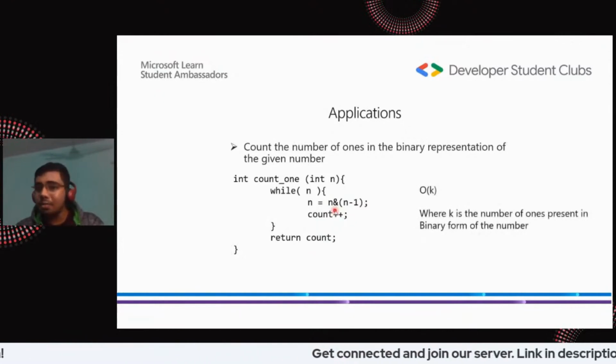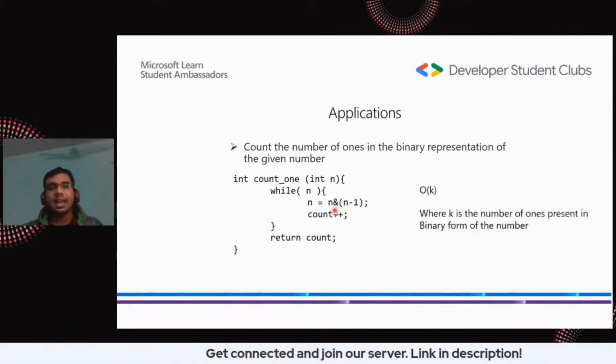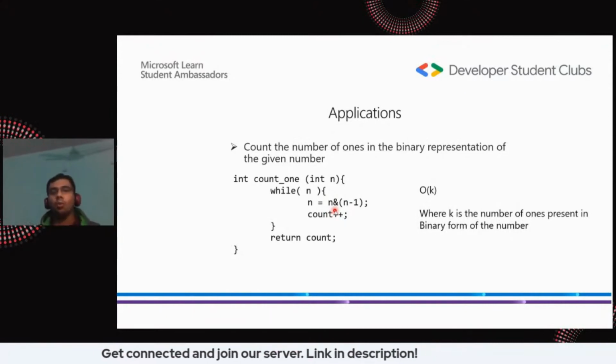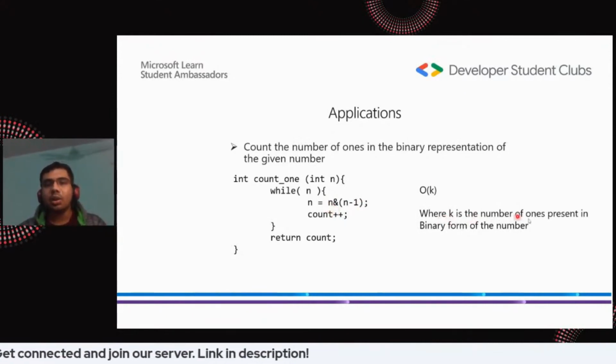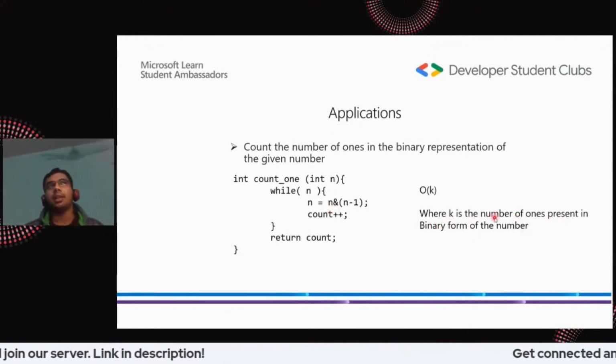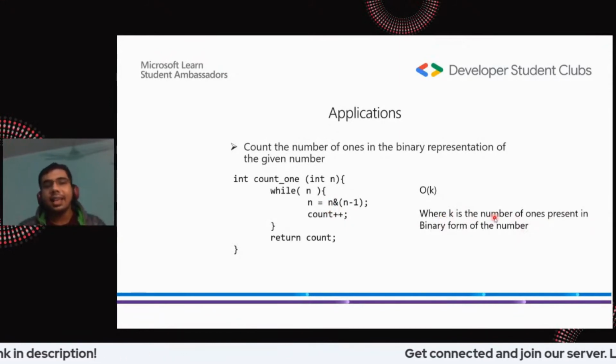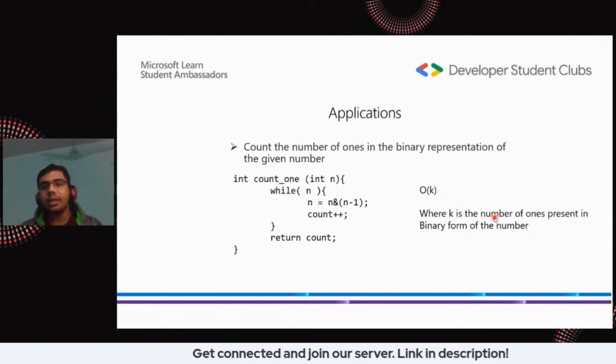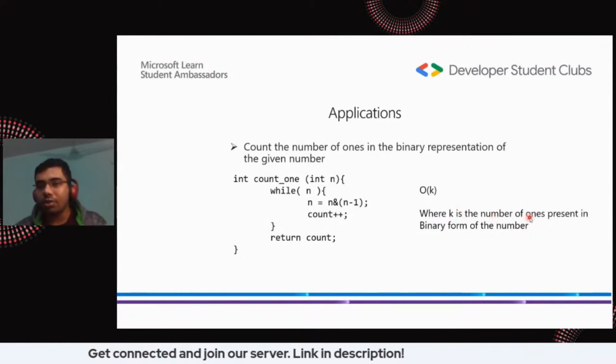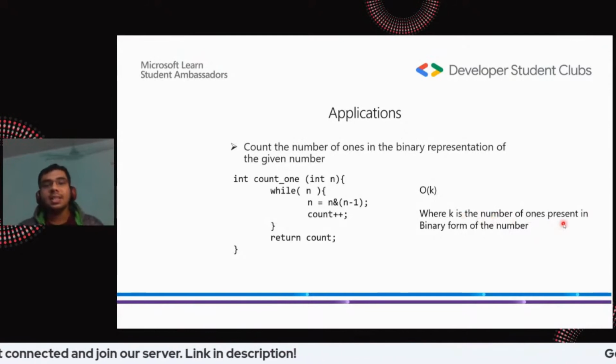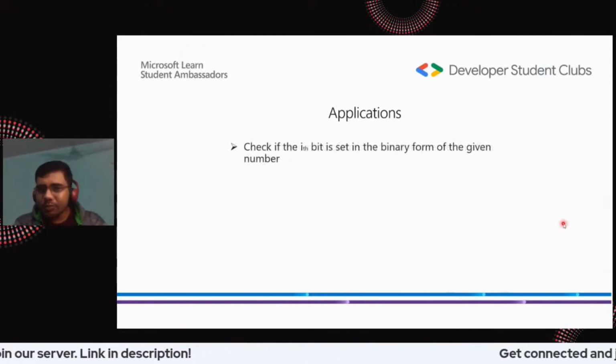And what's the time complexity? It's order of k. So what is k here? k is the number of 1s present in the binary form of the number, right? This is actually pretty simple. It is not going to a large number, but rather order of k, that is the number of ones present in the binary representation.